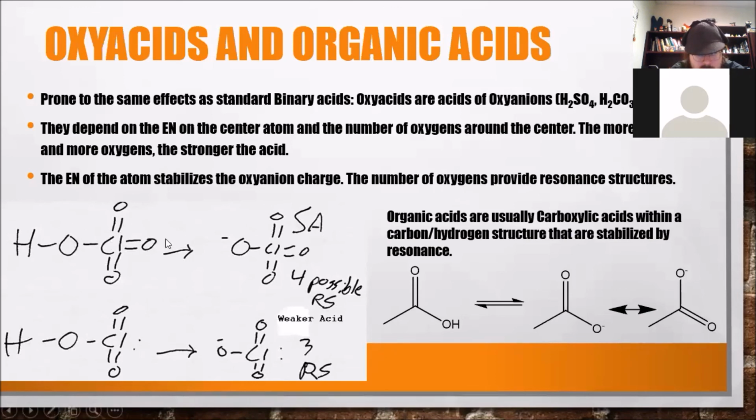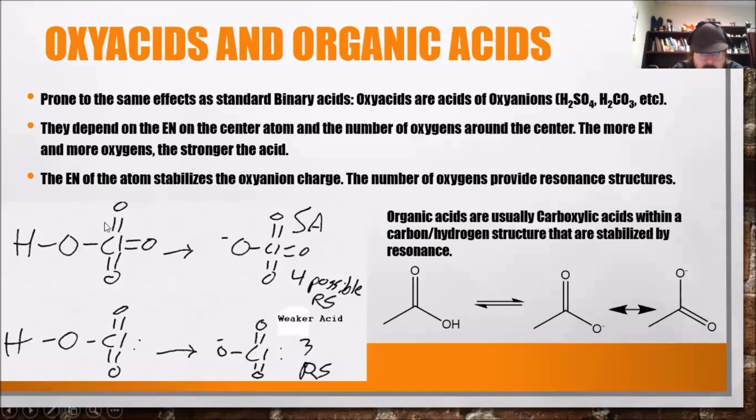HClO4 is a strong acid, because when you lose the proton, there are 4 possible resonance structures. We can move that negative charge here, here, or here. But HClO3 is a weaker acid because you can only move the charge to 2 different places, so there are only 3 resonance structures. HClO2 only has 2 places, so it's weaker still. HClO has only 1 possible place to put the charge, so it's the weakest of all the ClO acids.